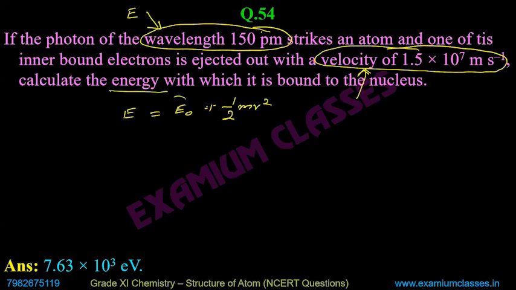This is the energy with which the electron is bound to the nucleus. That is the work function. So actually read the question. You are asked to calculate the work function. Sir, is this minus half mv square or plus half mv square? Plus. It is plus.